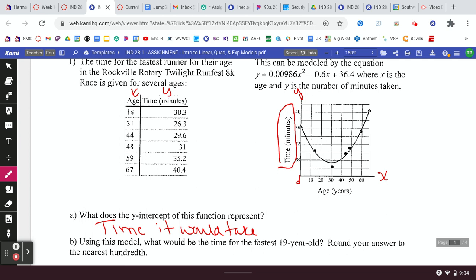So the y-intercept represents the time that it would take and then you always reference the other intercept. And we've talked about this the last time we were interpreting graphs. When you're interpreting graphs, you always reference both. The time it takes for what? The y-intercept and the x-intercept. You always use both bits of information to explain what's happening. So the time it takes, or the time it would take a newborn or a 0-age, I don't care how you put it, to complete the 8K. Okay? That's what it represents.